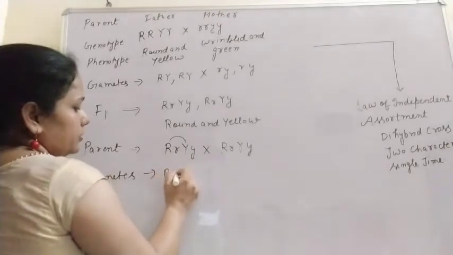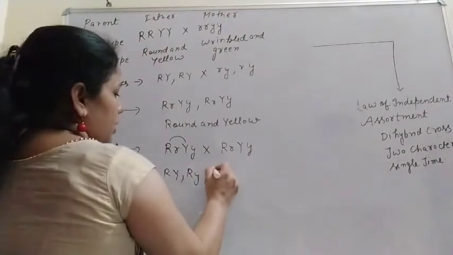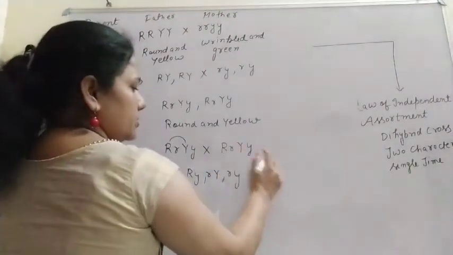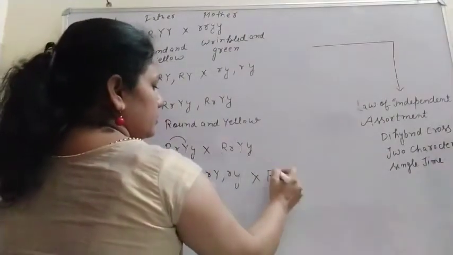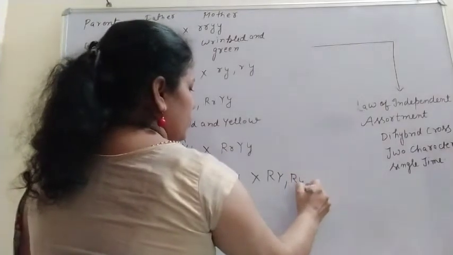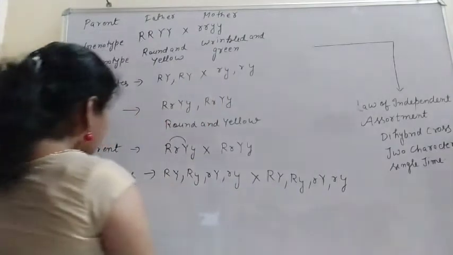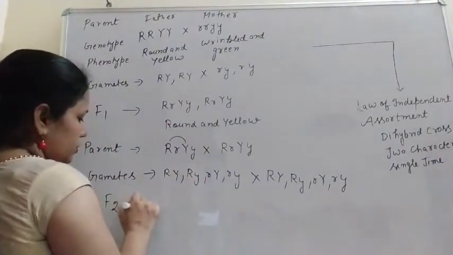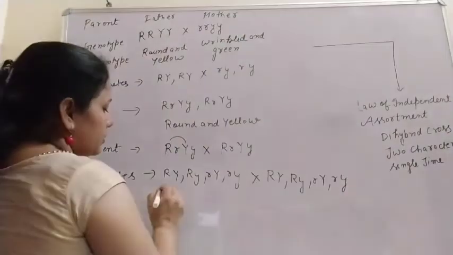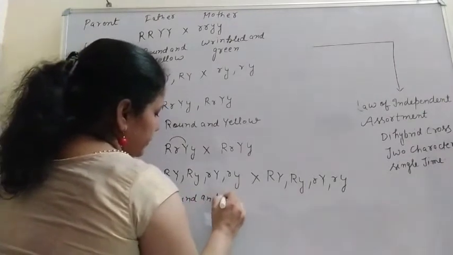Capital R capital Y, capital R small y, small r capital Y, and small r small y. Again in this also, capital R capital Y, then capital R small y, then small r capital Y, and small r small y. And in the F2 generation, when we do the Punnett square, we will get that 9 are round and yellow.